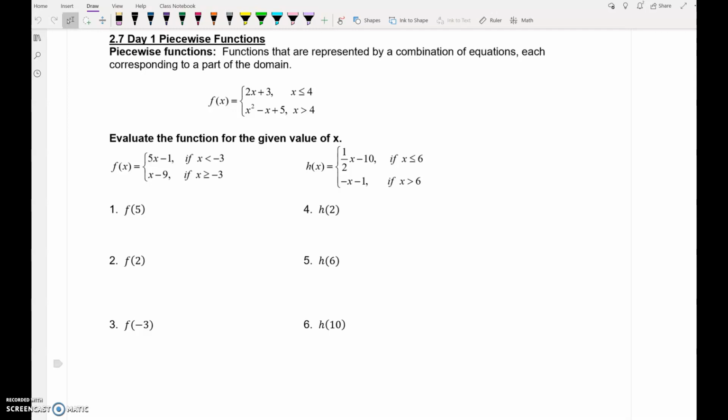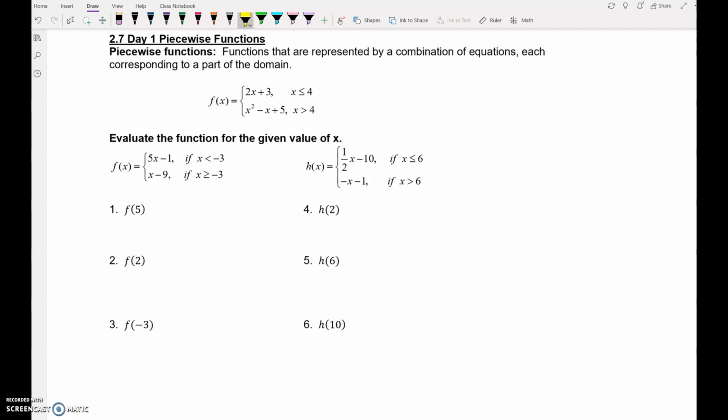Piecewise functions look a lot scarier than they are. First of all, I noticed on your test that this whole function notation thing is kind of throwing some of you for a loop. So this f of x thing is really just a label. It's the same as y equals. We could just as easily have y equals written right there, but instead we have f of x. F of x just means we're naming this function f.